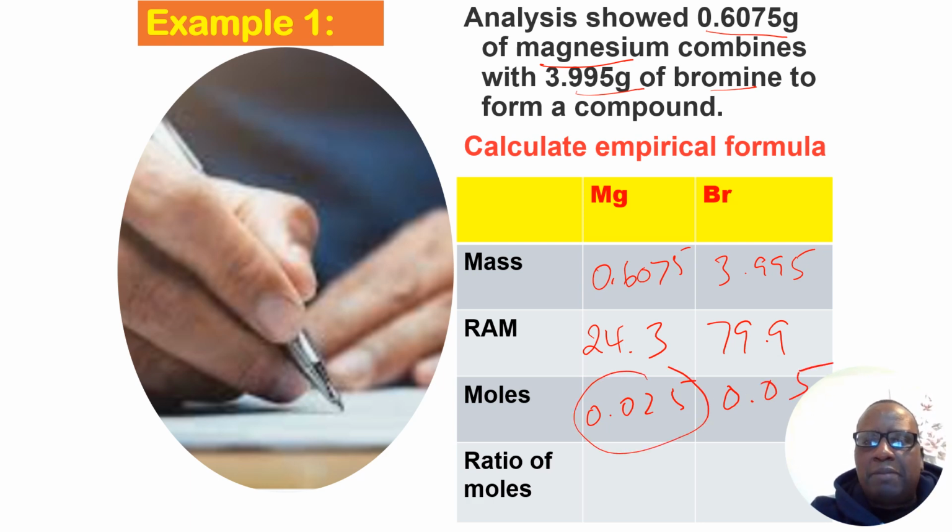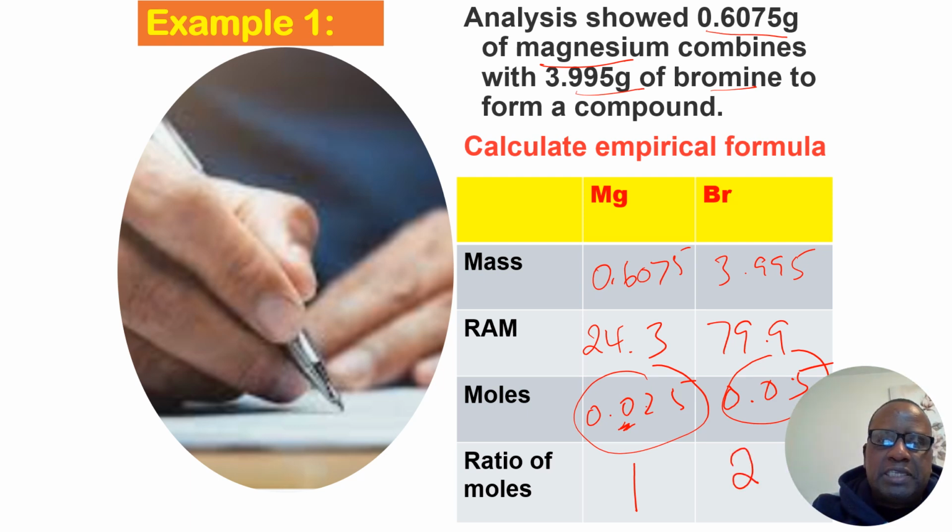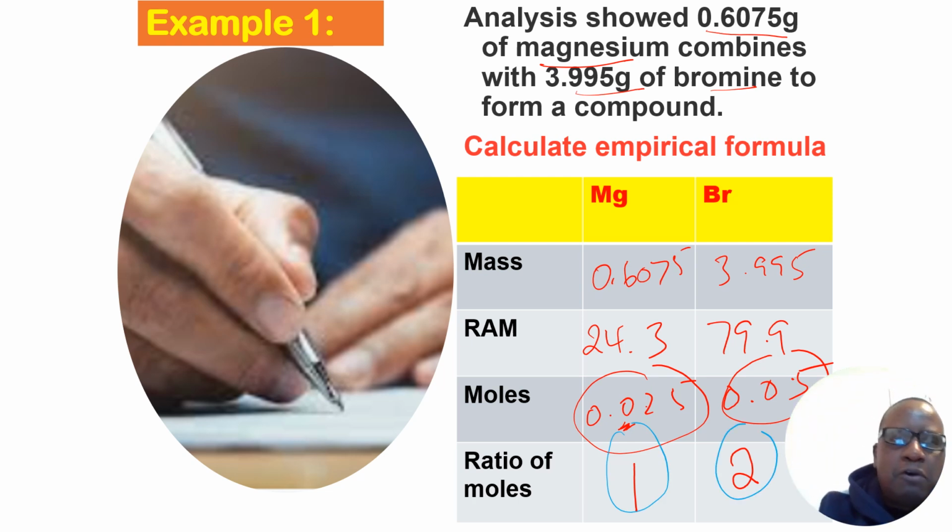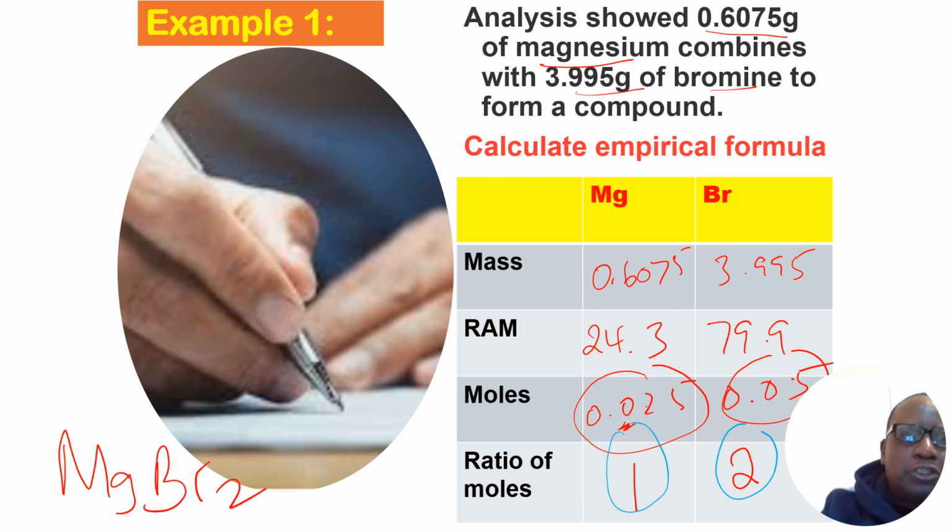Of these two numbers, we divide them by the smallest. So this one divided by itself is 1. This one divided by the smallest is 2. So at the end of the day, how many magnesiums do we have? 1. And how many bromines? 2. Therefore, empirical formula is MgBr2.